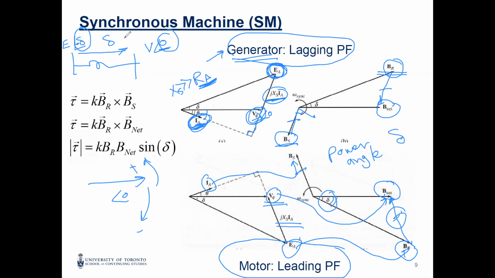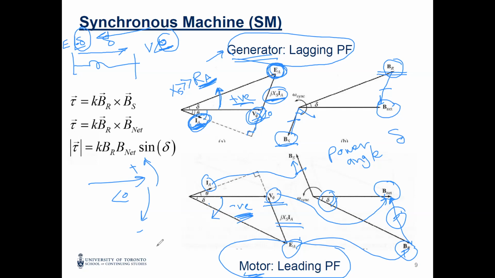If delta is negative, and this one is 0, it means this one is the bigger, so you will have this direction. This is the reason you can find that delta in the motor is negative, and in the generator is positive. Delta in the generator is positive, delta in the motor negative. Okay, it's important because we had one of the past exams about the synchronous motor, and the angle had a negative sign.